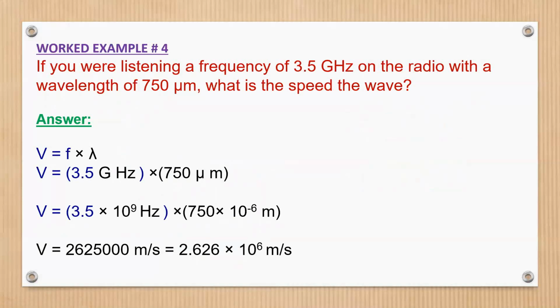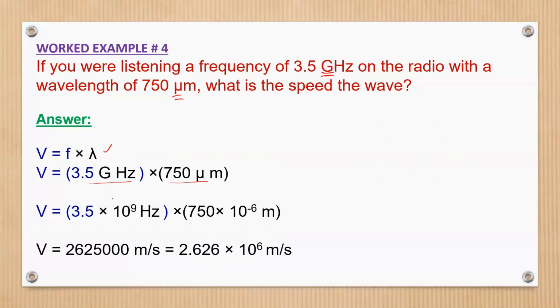Now we can try another example. If you were listening to a frequency of 3.5 gigahertz on the radio with a wavelength of 750 micrometer, what is the speed of the wavelength? So here, two prefixes are used, gigahertz and micrometer. So we have to change them. The formula for the speed we use, v equals f lambda. So we can substitute the values here.